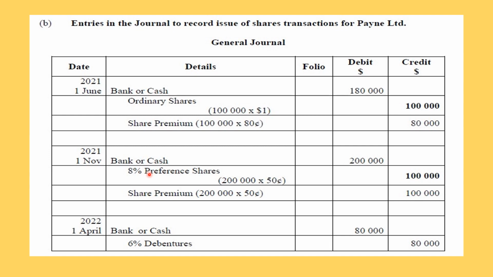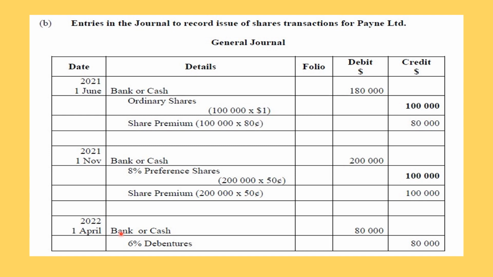You do the same thing with the preference shares, bank or cash, 200,000 8% preference shares, 200,000 by 50 cents, which is the par value, and that goes into the capital account. And the share premium gets the extra 50 cents by the 200,000 shares, giving 100,000. When you add these two together, you'll get the bank or cash.